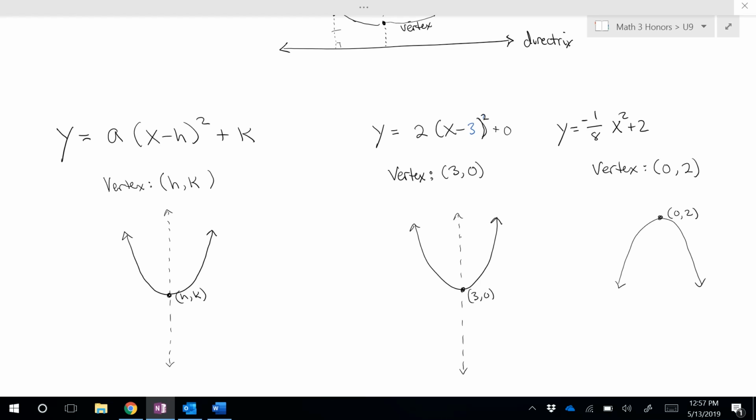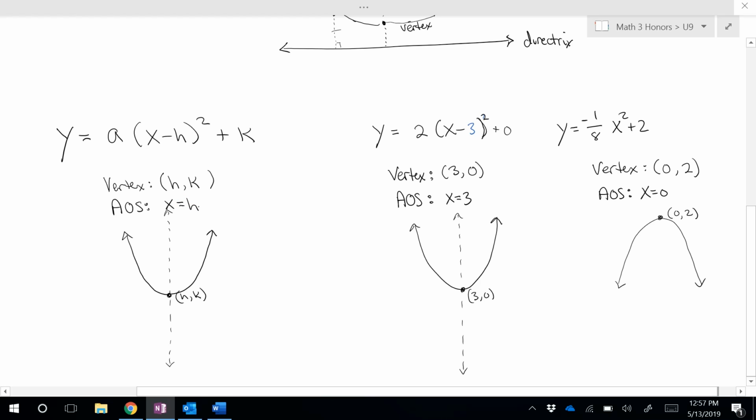So this one is going to be, I'll abbreviate AOS, axis of symmetry, is going to be x equals 3 here. Axis of symmetry here is going to be x equals what? 0. And the axis of symmetry in the general case is going to be x equals h. Good.